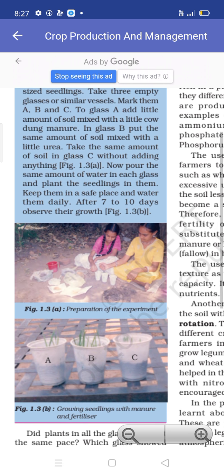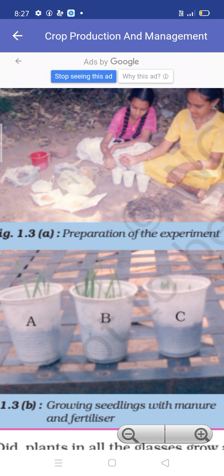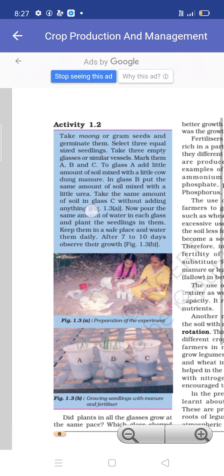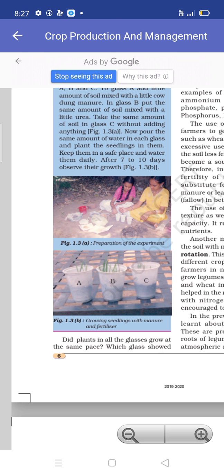Means which plant is growing very fast. So in the B plant, we have to see that the seedlings will grow very fast, where we added urea. Okay, urea is a fertilizer. So in this activity we have to see that by fertilizers the crop grows very fast.